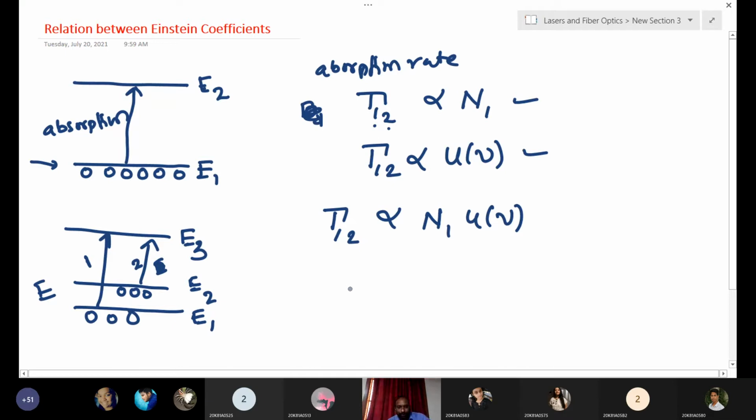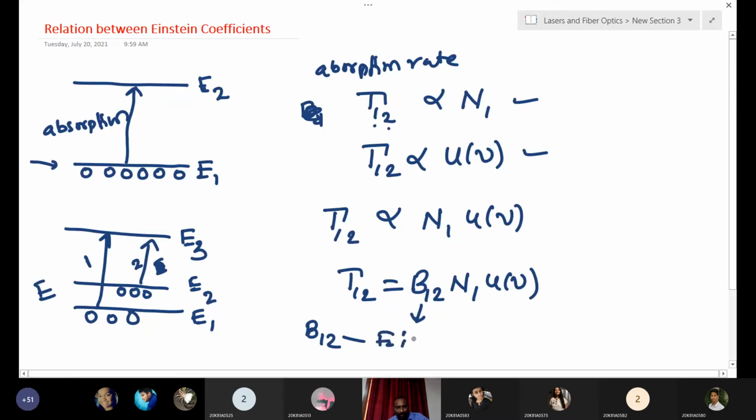If you remove the proportionality, you can write B12. This is a proportionality constant, the Einstein absorption coefficient. B12 is the Einstein absorption coefficient.